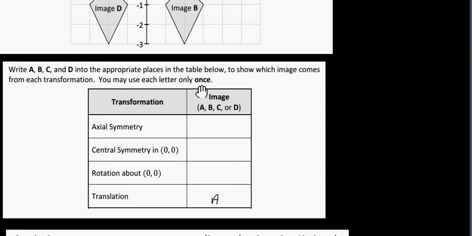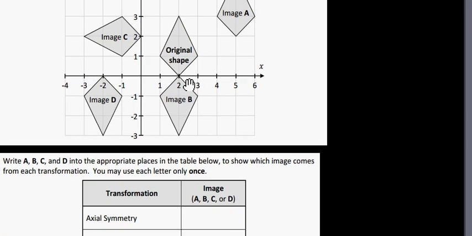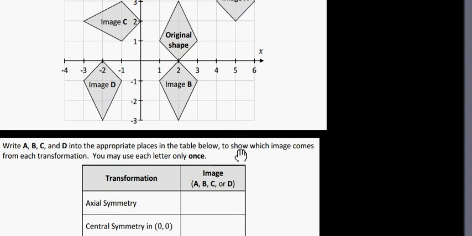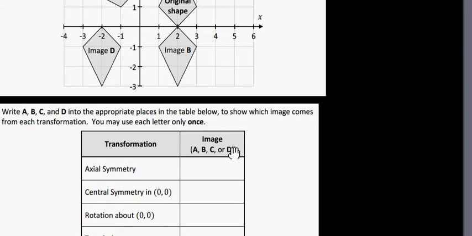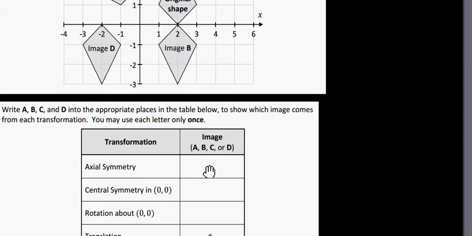Okay, so let's look at B then. Well, B is just axial symmetry in the x-axis. You're just looking at the x-axis like it's a mirror, if you like. So this point is reflected down here, this vertex is reflected down here, this one is reflected directly down here. So it's axial symmetry in the x-axis, so that's going to be B here. So we'll just put B in here, axial symmetry.